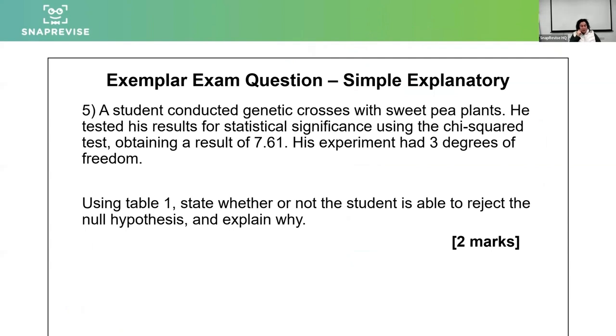A student conducted genetic crosses with sweet pea plants. He tested his results for statistical significance using the chi-square test, obtaining a result of 7.61. This experiment had 3 degrees of freedom. Using table 1, state whether or not the student is able to reject the null hypothesis and explain why. So pretty simple.